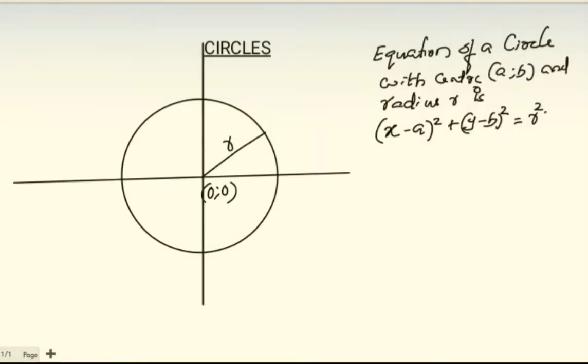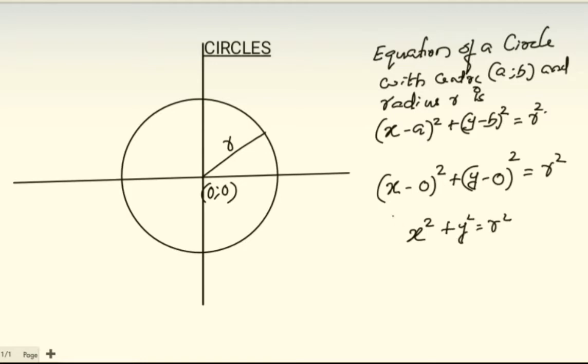Now, what happens if a circle is given whose center is at the origin? You can see that in the diagram. What will be the equation of the circle? That is the simplest equation of the circle, because the center is (0, 0). So in the place of a and b, we can write 0 and 0. So it's going to be (x minus 0) all squared plus (y minus 0) all squared is equal to r squared. So the equation of the circle becomes x squared plus y squared is equal to r squared. This is the equation of the circle with the center at the origin.